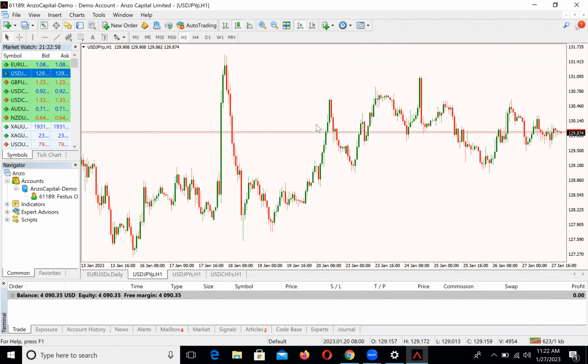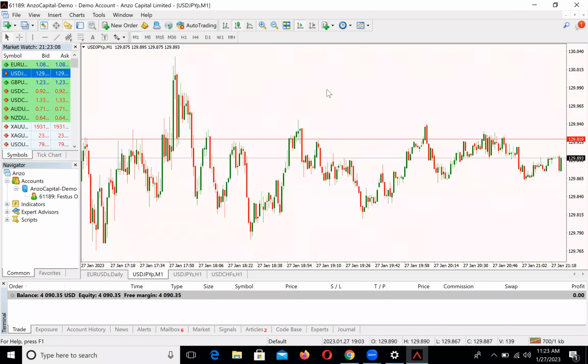All right. So what we have at the top here, we have different time frames. The first time frame here is 1 minute. That is M1. M1 means 1 minute. What it means is that each of these candles you are seeing here represents 1 minute, that this candle formed within 1 minute.